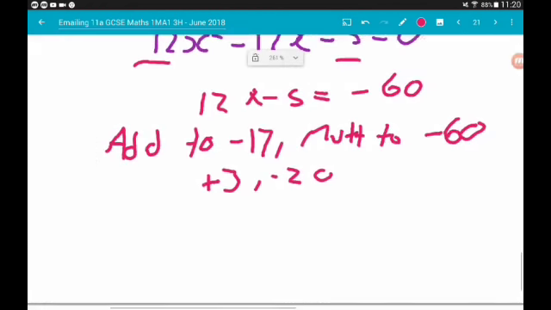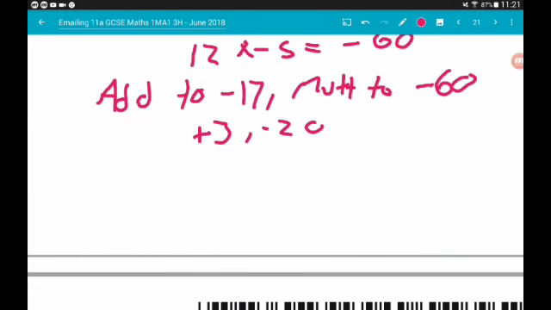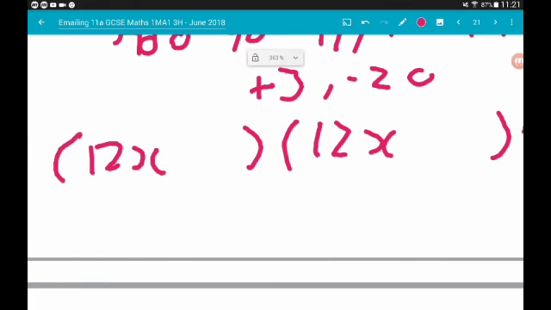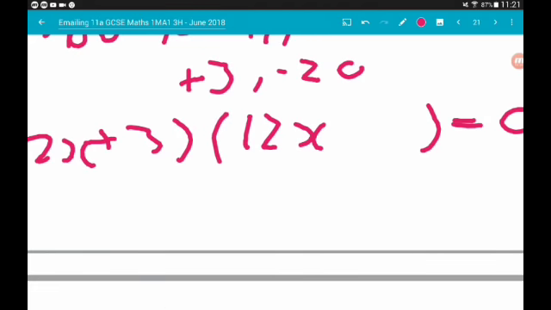So, what we do now is, however many x squareds we have, we open two sets of brackets and stick in that amount of x. So we got 12x squared, so we're going to have two brackets with 12x in them. Okay, now in each of the brackets we put one of those two numbers. So we're going to put a plus 3 and we're going to put a minus 20.